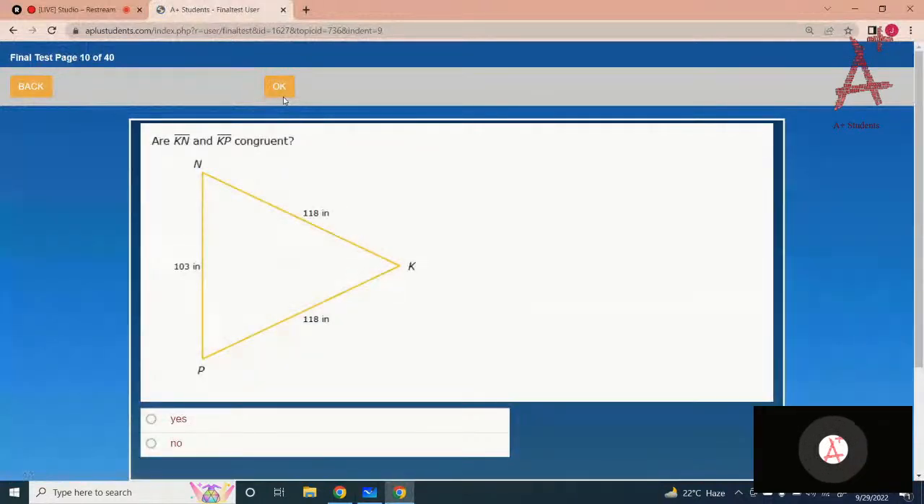Okay, the next one: are KN and KP congruent? KN is 118 and KP is 180 inches. Yes, both of them have the same side lengths. That means they are congruent. The answer is yes. Got it. Select the correct option and click on the OK button.